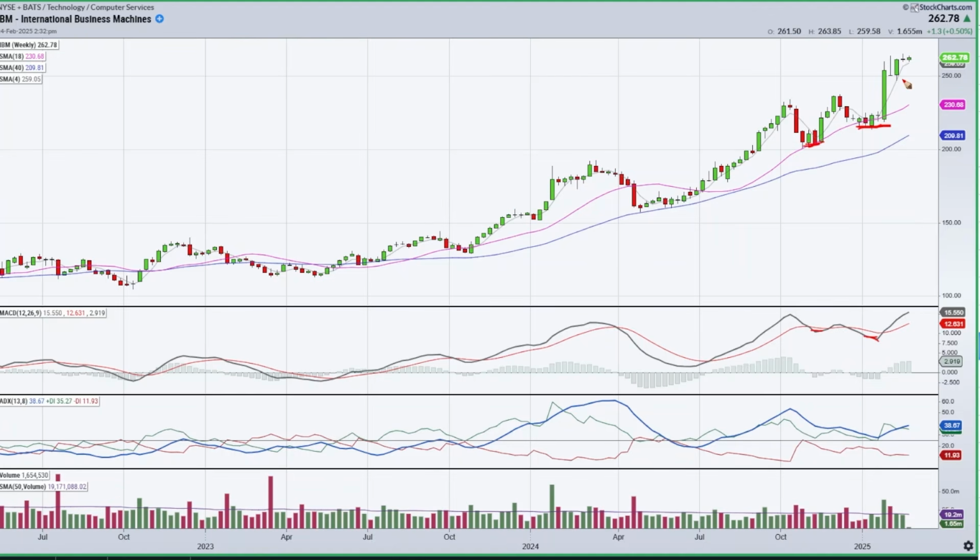Now there's a couple of other attractive features to this. Number one, we have a rising 18 above a rising 40, and they're both moving up at a decent pace, not going crazy. The 18 isn't skyrocketing away from the 40. They're going up at about the same rate. The other thing is we have a very strong condition here in ADX, controlled and in command by the buyers.